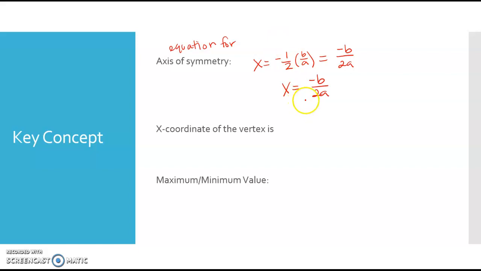Now, remember, the axis of symmetry goes through the vertex. So the x-coordinate of the vertex is also opposite b over 2a. So when you figure that out, you've found two things: the axis of symmetry and the x-coordinate of your vertex. And then we also have a minimum or maximum value, and that is the y value of the vertex.